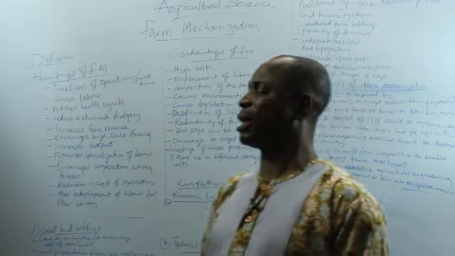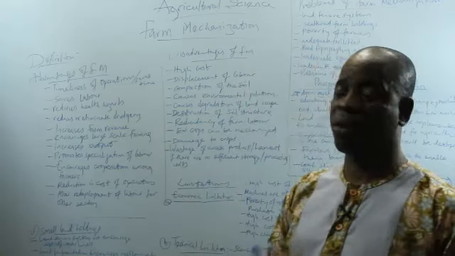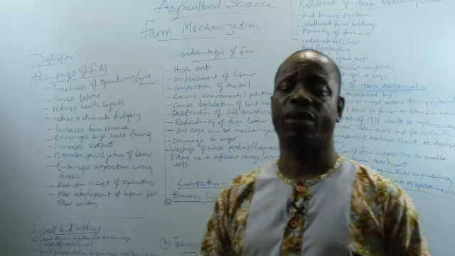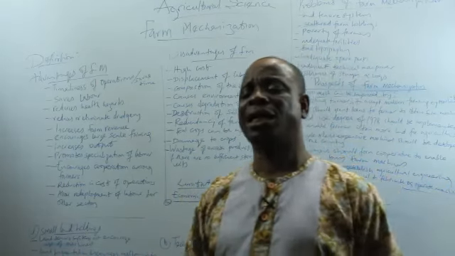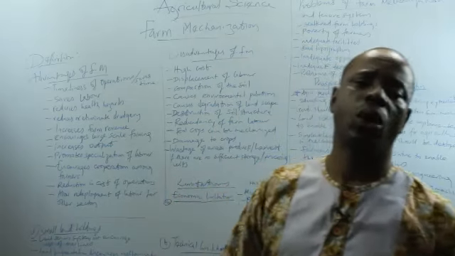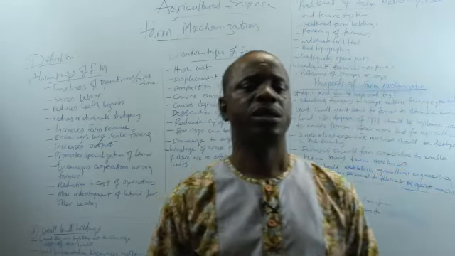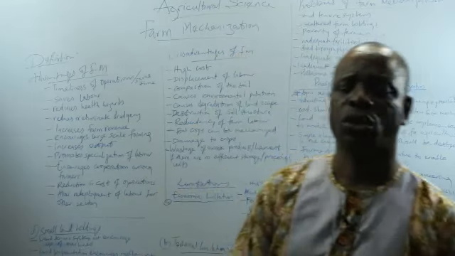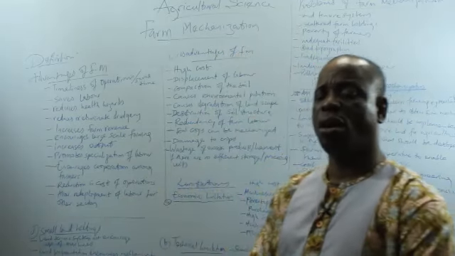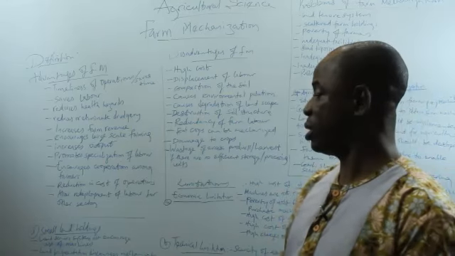Then we observe that farm mechanization encourages cooperation among farmers. For instance, some small-scale farmers can come together and hire a tractor to work on their farms. Some small-scale farmers will combine their farms together to become a mega farm so that they can take advantage of the use of farm machines.